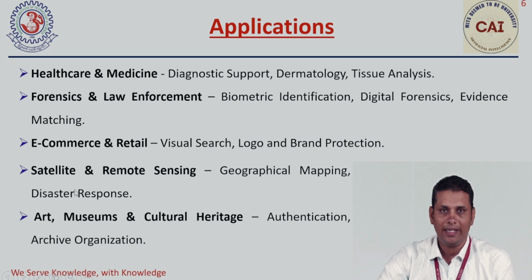So next one is satellite and remote sensing. With satellite images, whenever there is a disaster or a cyclone, there are slight changes in the sea surface. This type of thing we can evaluate by using a radar or a sensor. So geographical mapping and disaster response are done through radars and sensors.